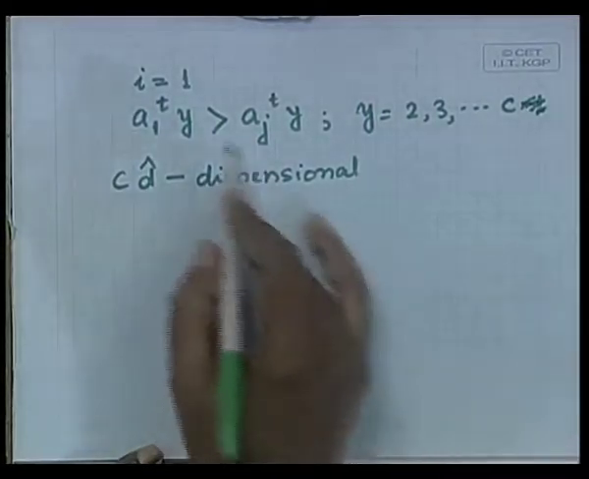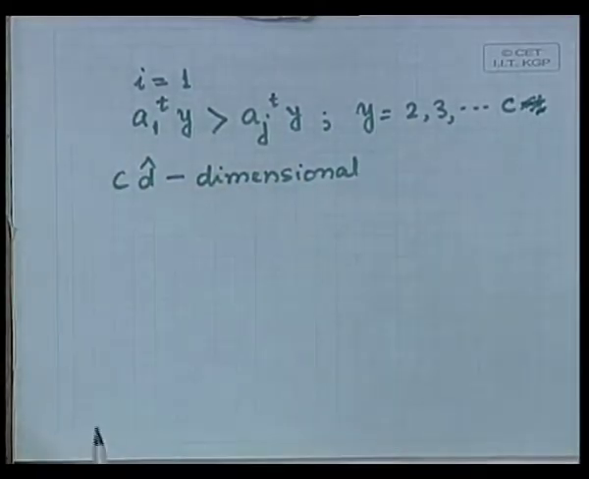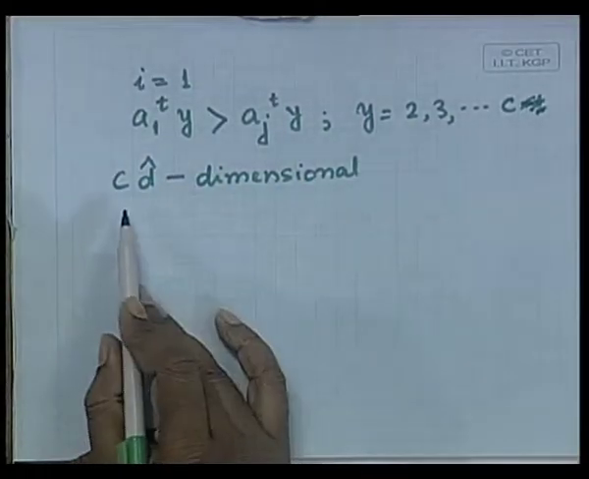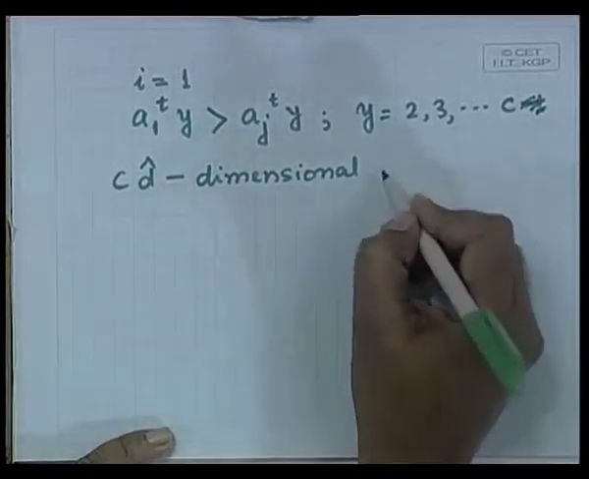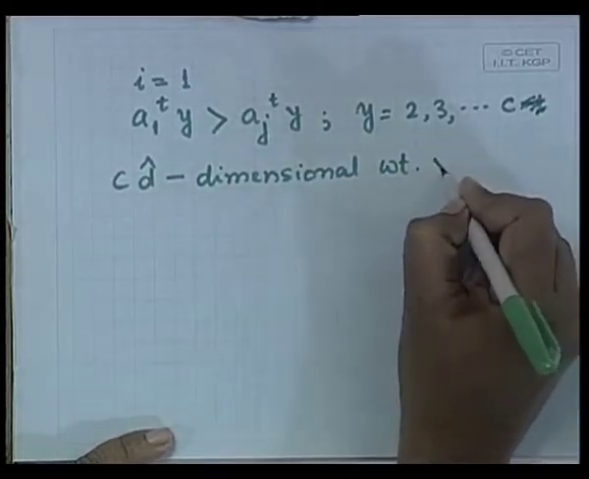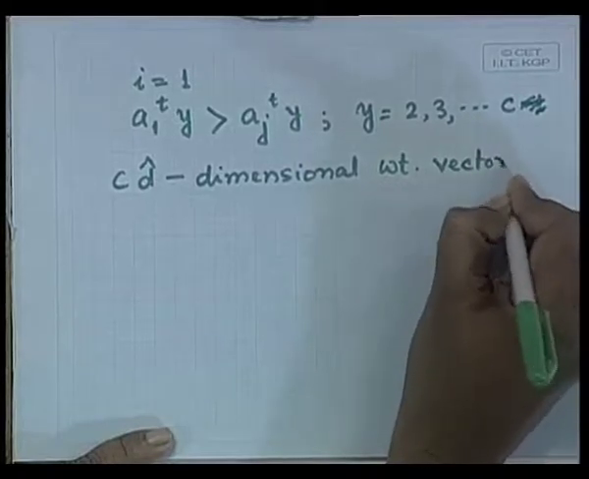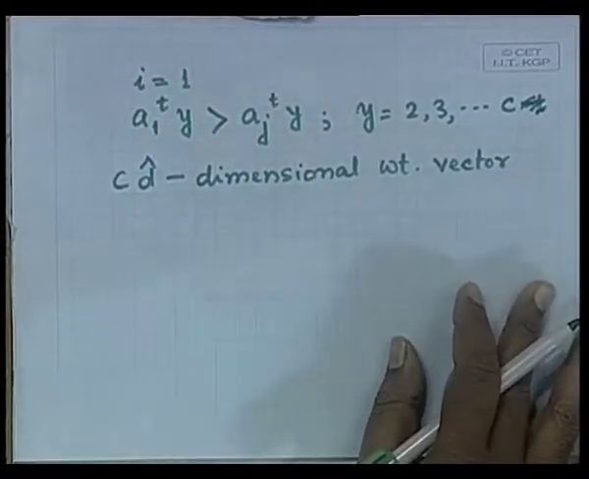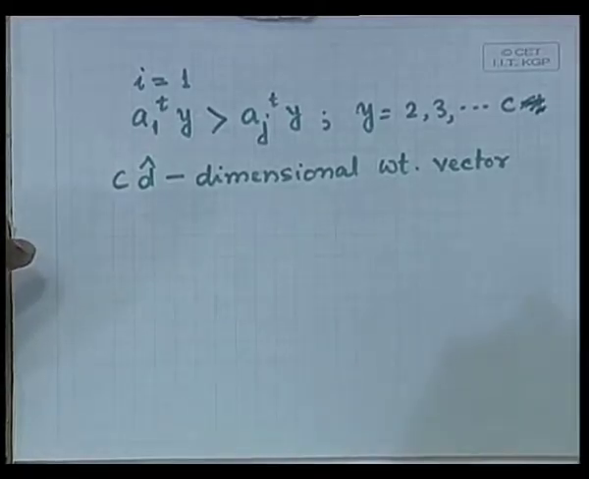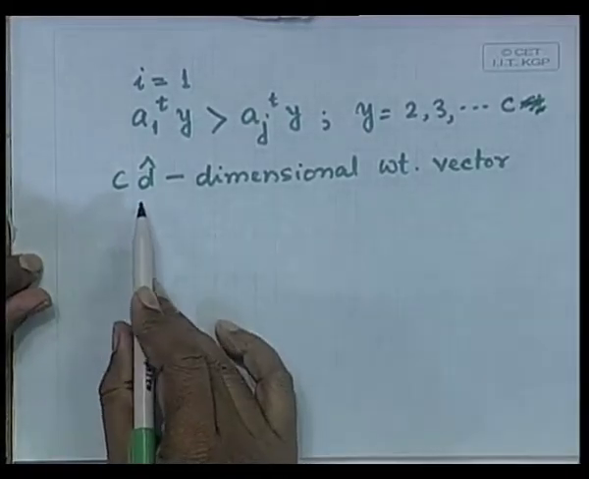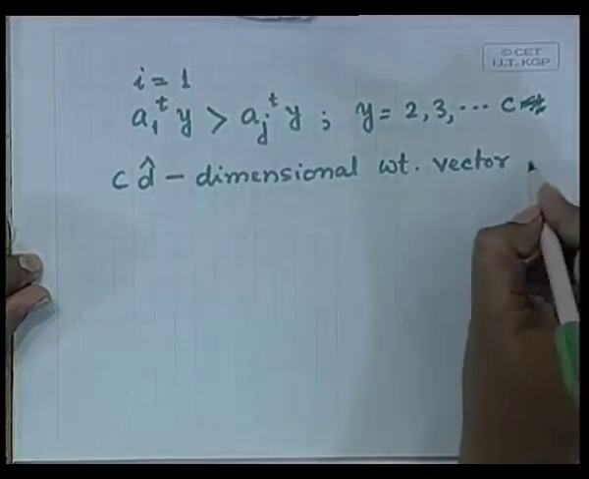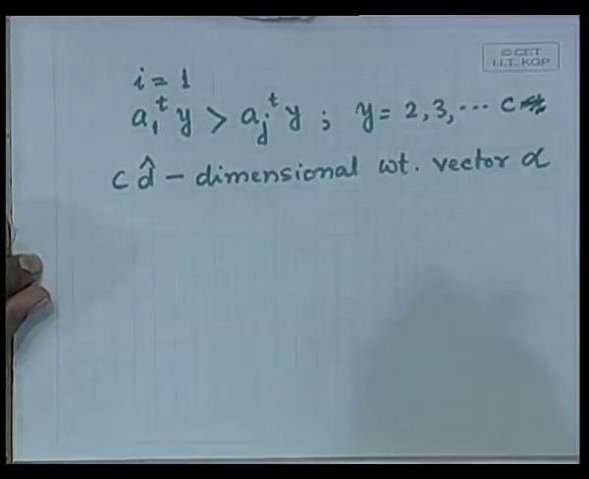So, all these inequalities can be put in a unified form in a single expression if I consider a C d hat dimensional weight vector. I am taking the same terminology which we used earlier, that my weight vector is actually d dimensional. After appending 1, it becomes d plus 1 dimensional, so that d plus 1 we are taking as d hat. So, I take a C into d hat dimensional weight vector. Let us say this weight vector is alpha.